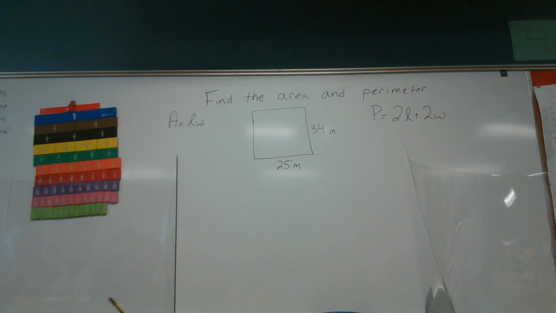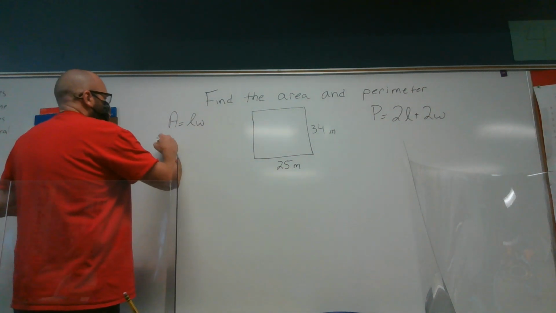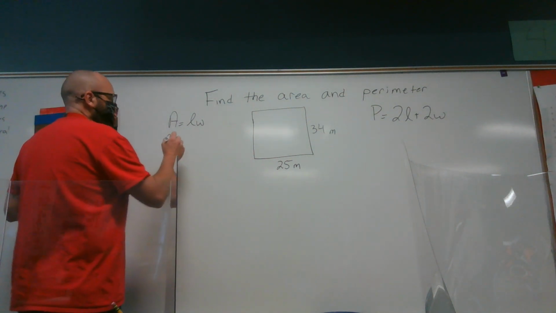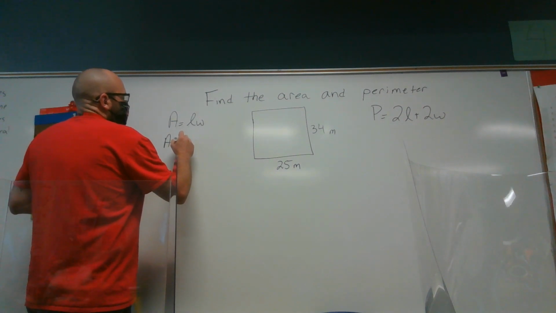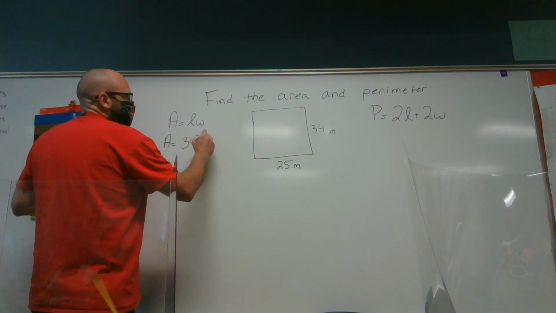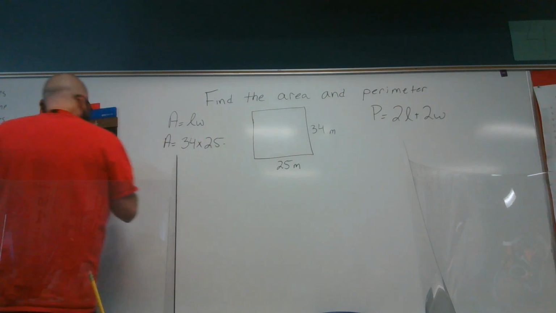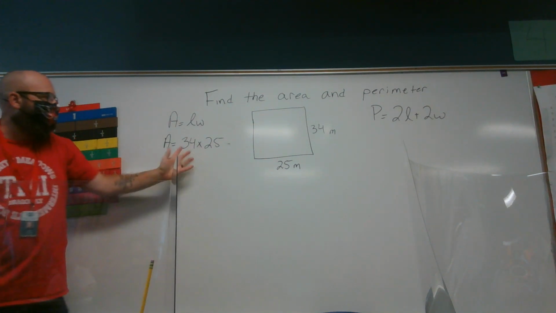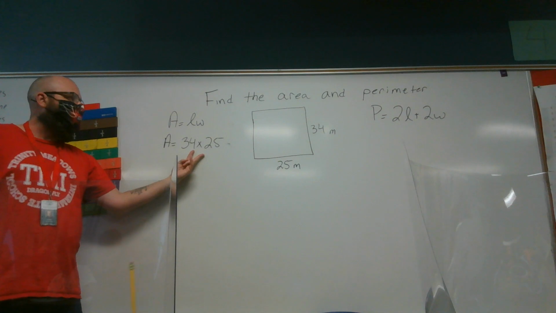So we're going to start with finding the area of this rectangle. And I'm going to start, and I rewrite my formula with the information that I know. So before Landon's arm falls off, can you tell me what the length is, Landon? The length is 25. Okay? So the area equals 25 times 34. See, now I've replaced in my formula the two variables that they give me.